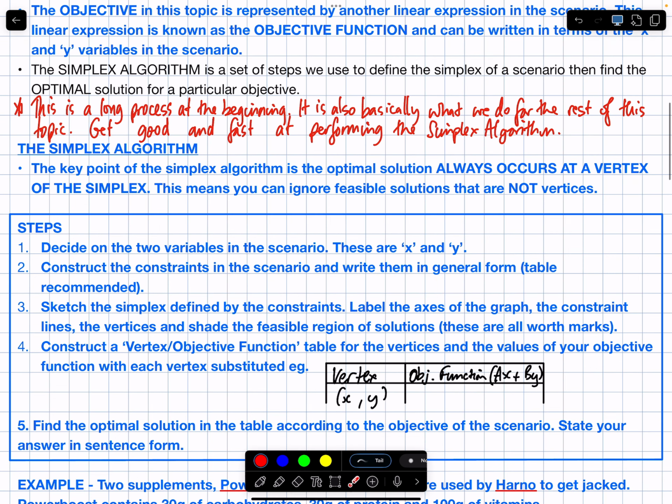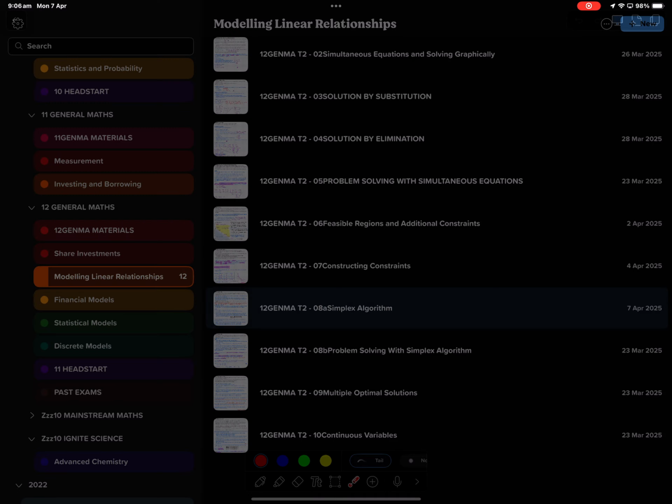The key point of the simplex algorithm is that the optimal solution always occurs at a vertex. This means you can ignore feasible solutions that are not at vertices. So say again, the key point of the simplex algorithm is that the optimal solution, your max or your min, is always going to happen at a corner. I'm going to call back to that picture that I had before. So if you're writing, just pause for a second.